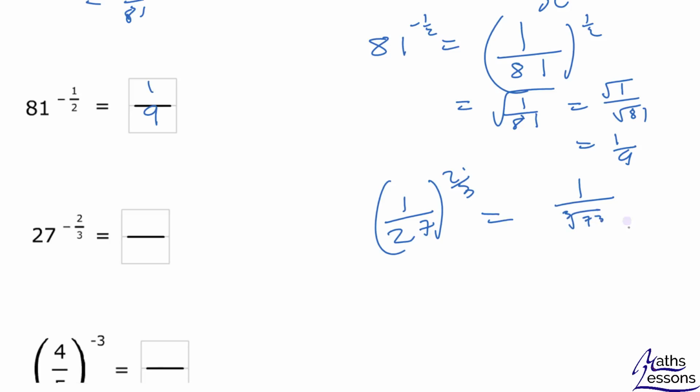So I just wrote that in the wrong order. So we get 27 cube rooted, and we're then going to square it. It doesn't matter which order you do these. You could square first and then cube root, but squaring 27 is pretty tricky. So cube root the 27, we get 3. So we get 1 over 3 squared, which is just going to be 1/9.